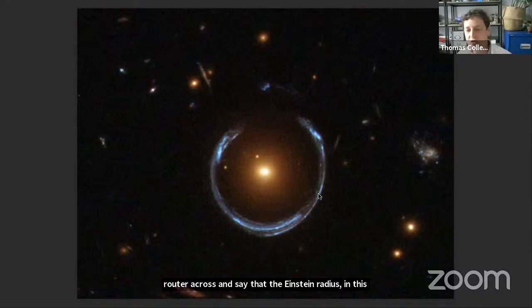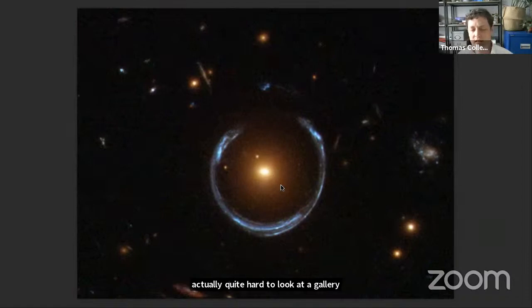But the problem is actually working out the spatial curvature produced per unit mass of the lens. It's actually quite hard to look at a galaxy like this. This one's about a gigaparsec away. How do you work out how much mass is in that galaxy?